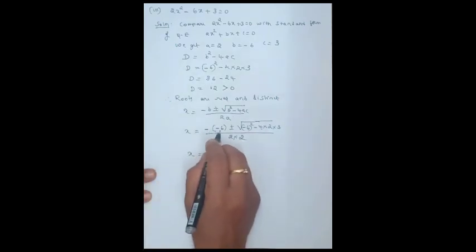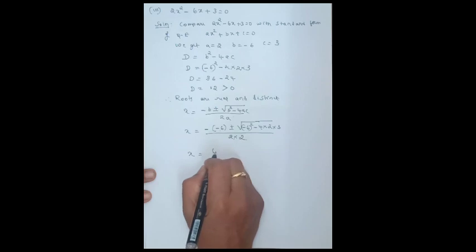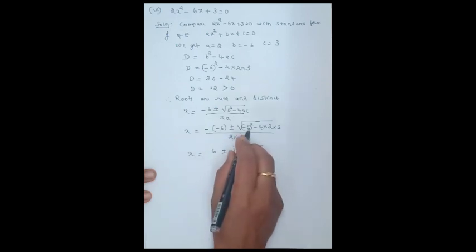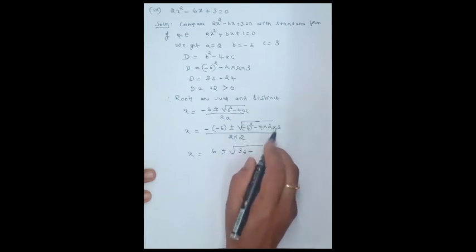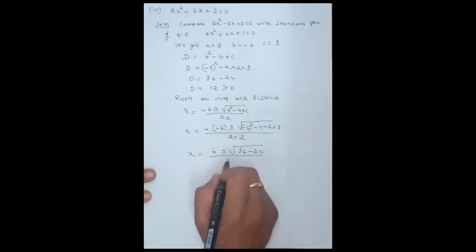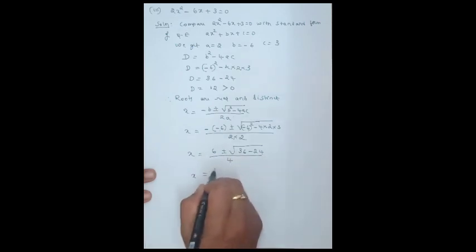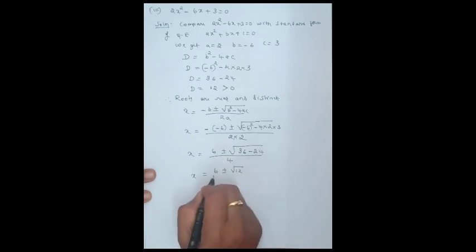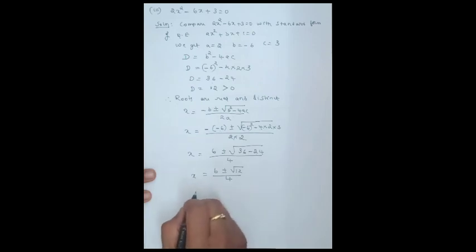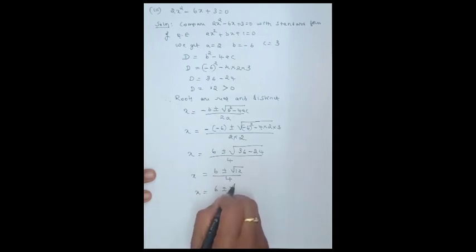So x is equal to -(-6), that is +6, plus or minus the square root of (-6)², which is +36, minus 4 × 2 × 3, which is 24, whole divided by 2 × 2, which is 4. x value is 6 plus or minus the square root of 36 - 24, that is root 12, divided by 4. So I can write 12 as 4 into 3, whole divided by 4. x is equal to 6 plus or minus 2 root 3, divided by 4.